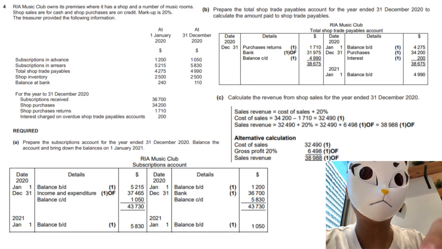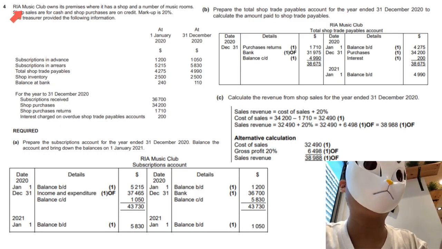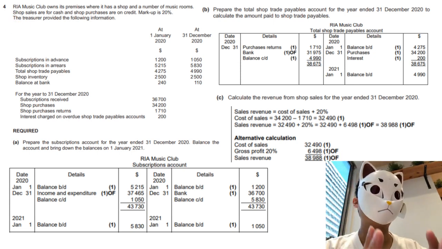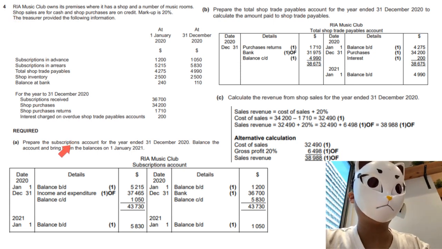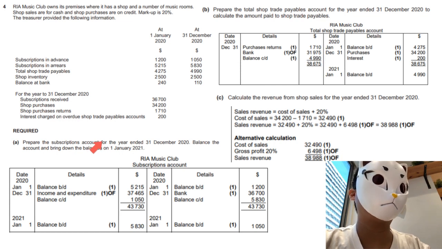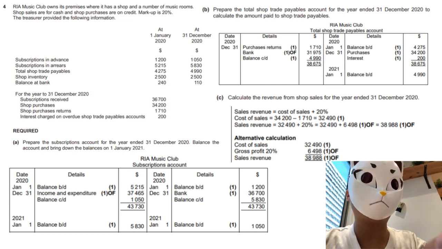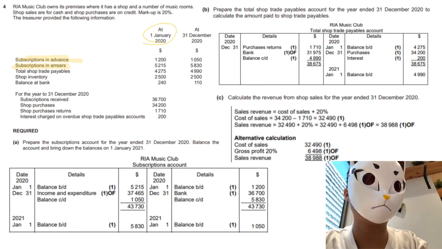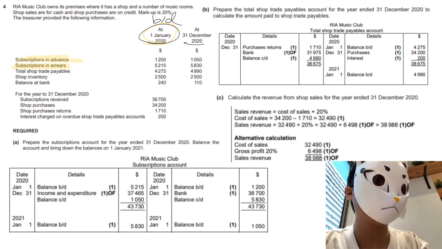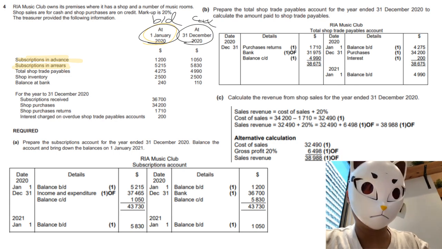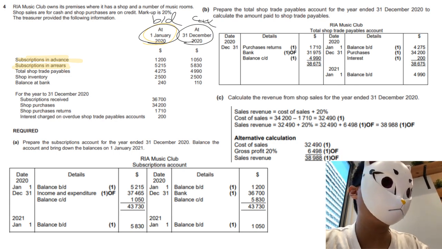Question 4 is about the non-profit organization. Now for part A, we have to do the subscriptions account. Now first of all, what we need to do, you have to take a look at the balances, including those balances at the beginning. I will use a black one. Let me pick a black card. So this is what we call balance down, and this is carry down. So you have to enter it very carefully.